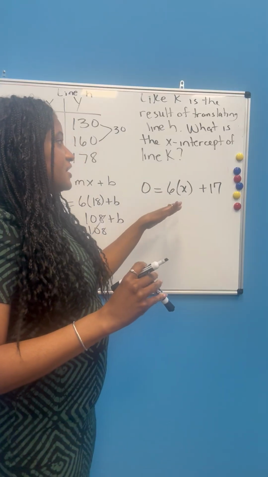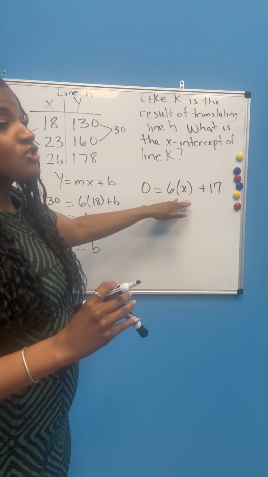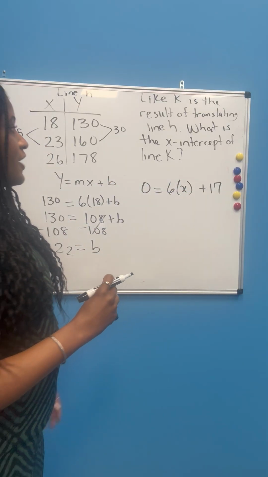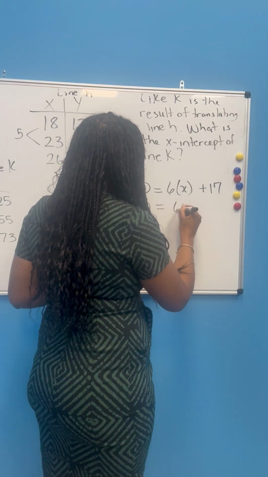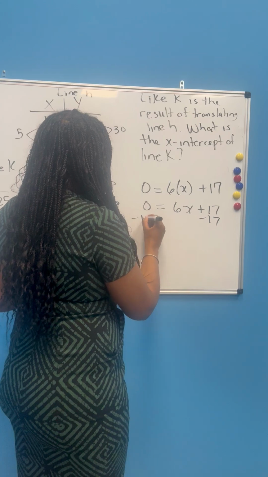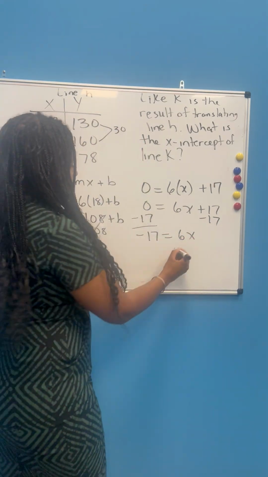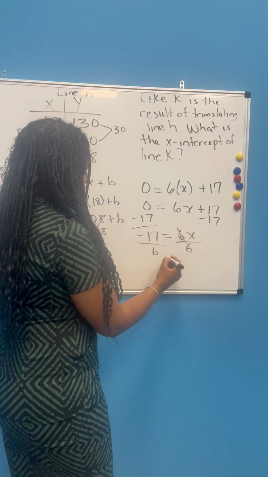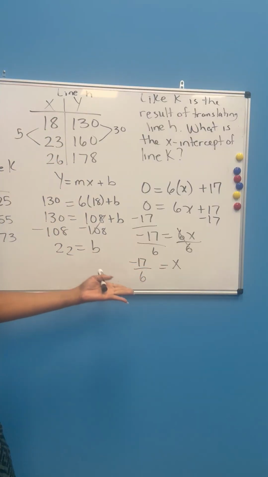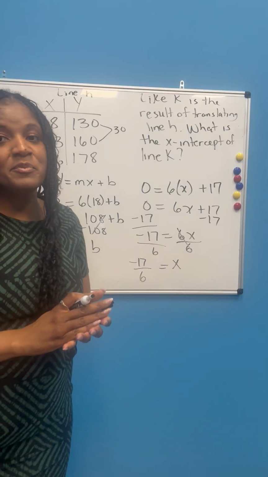So we can just plug in y is 0, and we're solving for x, because we're solving for the x-intercept, and we know the y-intercept is 17. So what we have here is 6x plus 17. We can minus 17 on both sides, so we have negative 17 equals 6x, and divide by 6, x equals negative 17 over 6. So that is our x-intercept for line K. You would just write that fraction in on the SAT, and that would be it.